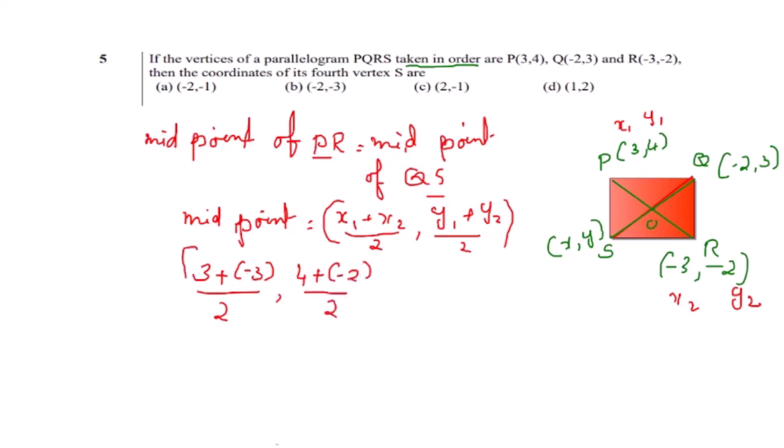Put the bracket. This is the midpoint of PR. Right, children? The midpoint of PR we have written on the left hand side. That is equal to, now we will write the midpoint of QS: ((x + (-2))/2, (y + 3)/2). So both are equal.